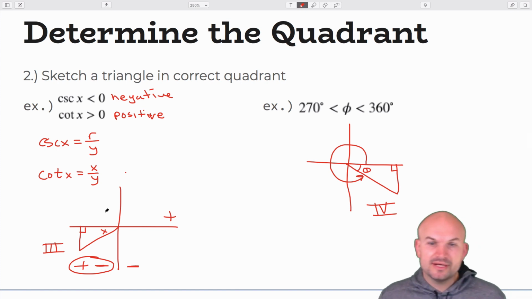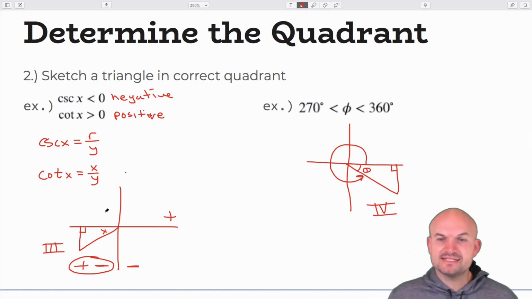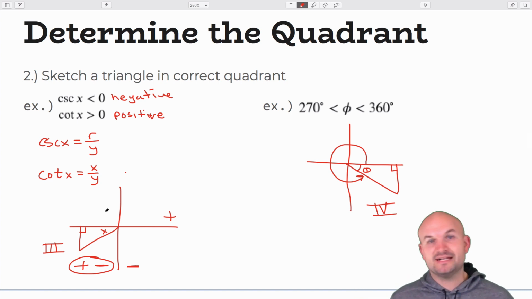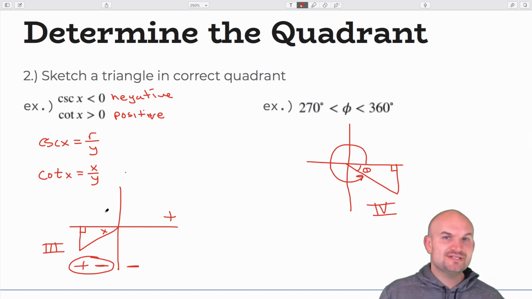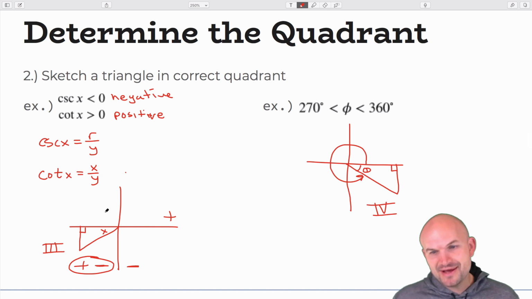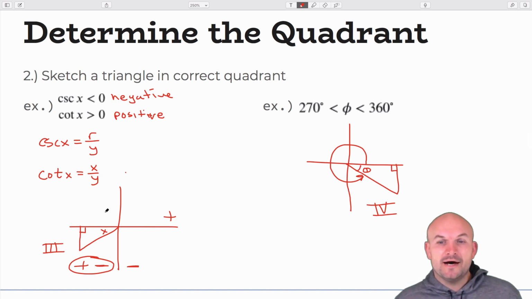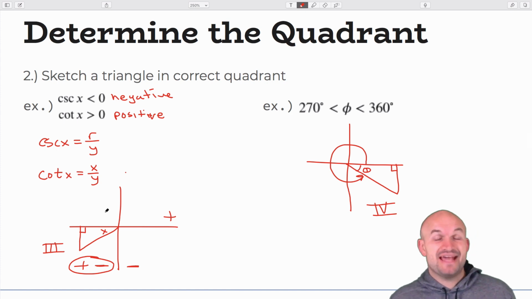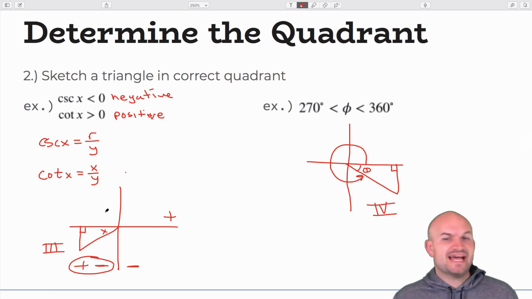In the next example, I have 270 degrees is less than some symbol that we have not discussed yet in my class, is less than 360 degrees. I joked to my students, I said, hey, you don't know what that symbol is, so we should just not do the problem, right? And they're like, yeah, sure, why not? But that is phi. It's another letter in the Greek alphabet. The important thing is it's an unknown, representing some angle between 270 degrees and 360 degrees. So could we do a rough sketch of that angle?